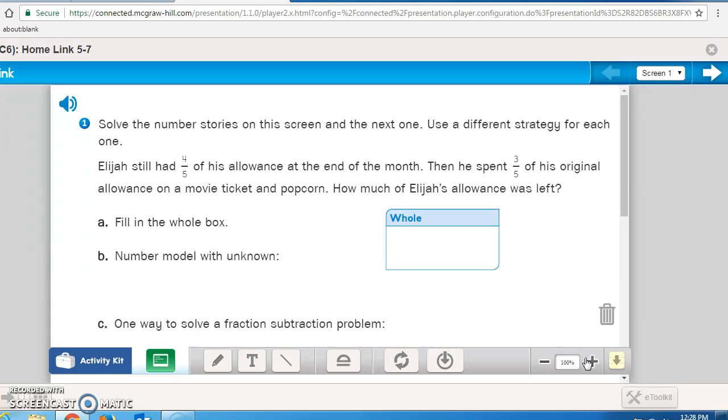Here again, you need to put what the whole is. The whole is the words Elijah's allowance. So you're going to need to write that in there. Then the number model with the unknown. You are looking at those 2 fractions and you need to subtract. For one way to solve the fraction problem, you need to either draw it out by drawing out 5/5 and then showing how much 4/5 would be and then circling the 3/5 that you're going to subtract, or you need to write it in fraction form in words, and that's how you're going to have to do that problem.